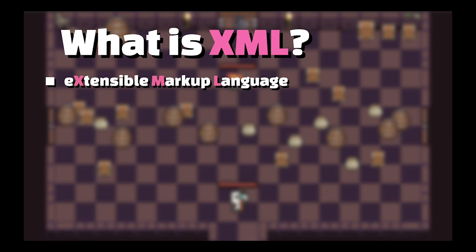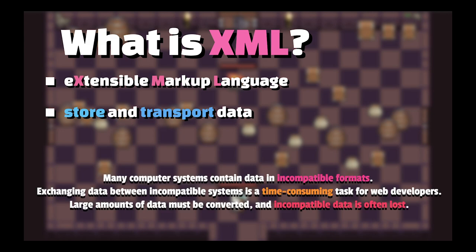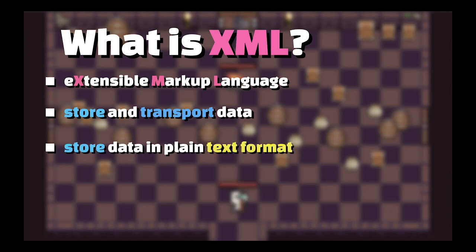XML stands for Extensible Markup Language. XML was designed to store and transport data. Many computer systems contain data in incompatible formats. Exchanging data between incompatible systems is a time-consuming task for web developers. Large amounts of data must be converted, and incompatible data is often lost. XML stores data in text format. With XML, data can be available to all kinds of reading machines, such as people, computers, voice machines, news feeds, etc. So we can say XML is a markup language, much like HTML.